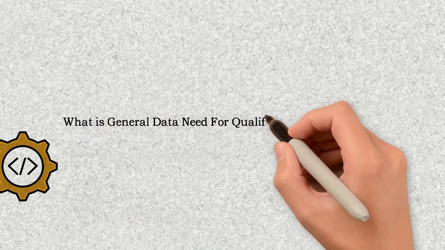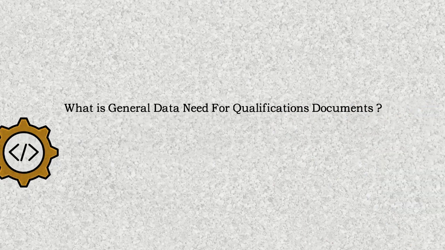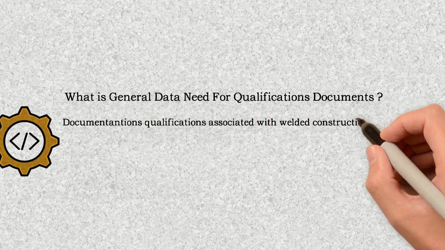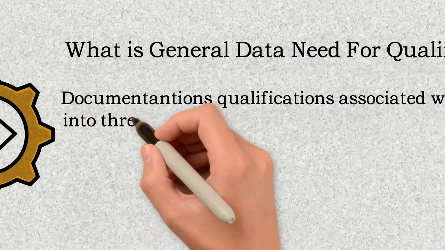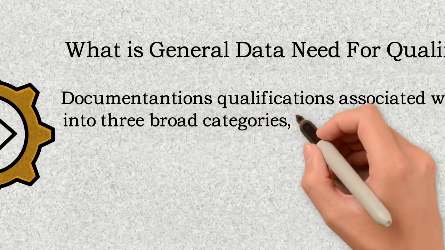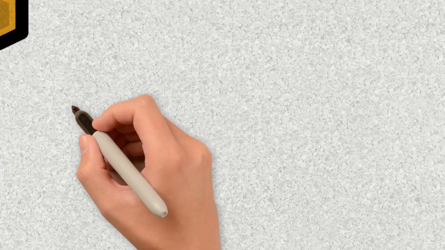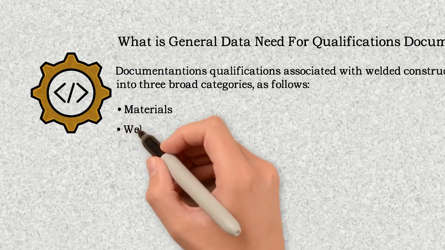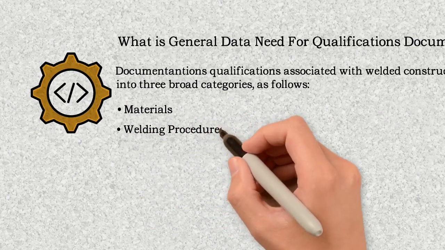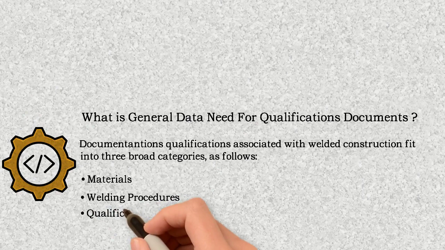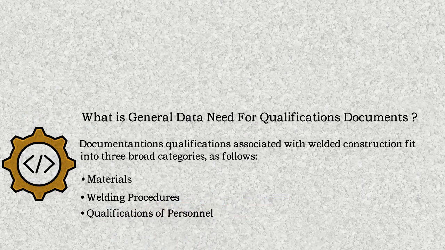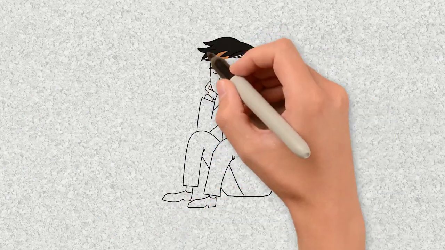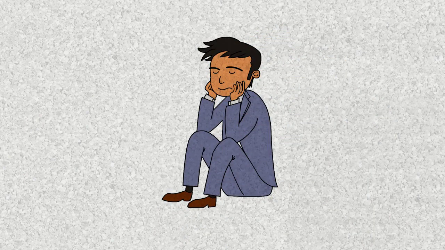What is the general data needed for qualification documents? Qualification documentation in the welding construction field is divided into three broad categories as follows. First, materials. Second, welding procedures. Third, qualification of personnel. In this, more specific detail is required in the welding inspection document type.